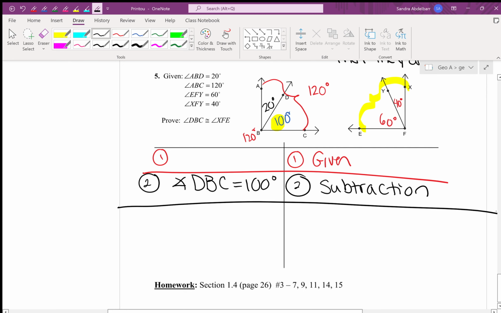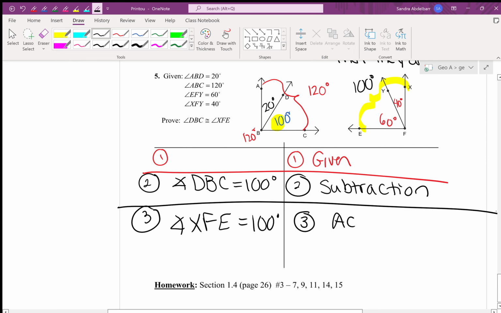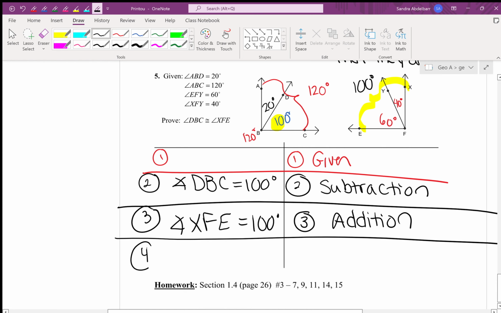And now we need to show that that's congruent to angle XFE. Well, we don't have a measure for angle XFE right now, but we can get one. James, what is it? Angle XFE equals 100. And what's your reason for that? Addition. Can I now say the two angles are congruent? Yeah, so angle DBC is congruent to angle XFE. Who thinks they know the reason for this last one? Caleb. Excellent. Def of congruent.